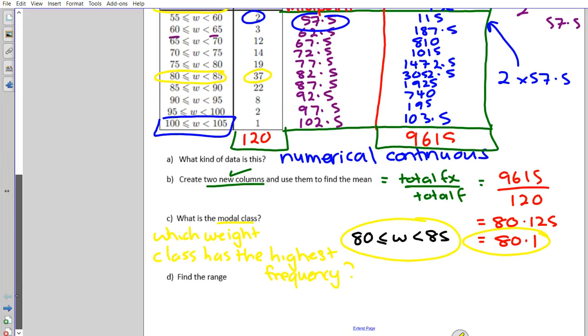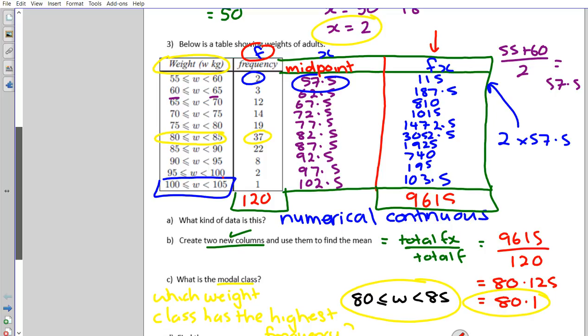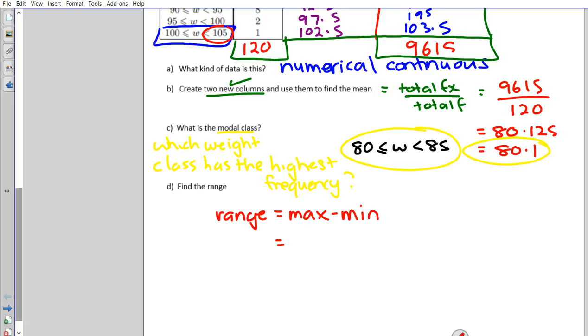Find the range. Remember, range is just max minus min. I want to write that out. Range equals max minus min. Not maximum frequency minus minimum frequency, but maximum weight minus minimum weight. Our max weight is 105. Our minimum weight is 55. So 105 minus 55. 105 minus 55 equals 50. What are the units? They might not bother with units, but it's kilograms.